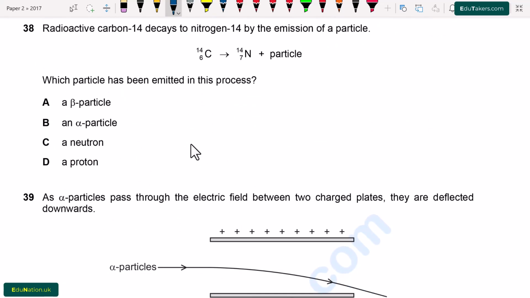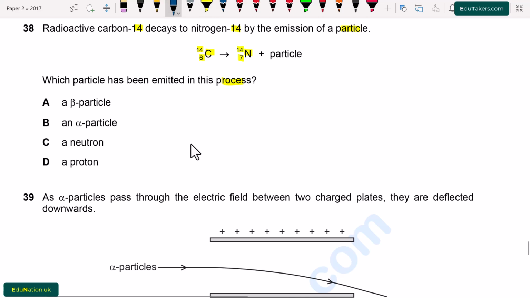Question number 38. Radioactive carbon-14 decays to nitrogen-14 by the emission of a particle. Which particle has been emitted in this process? So here we can see that carbon has atomic number 6 while the mass number is 14. And there is also nitrogen with atomic number 7 and mass number 14. In this reaction there is an increase in atomic number by 1.